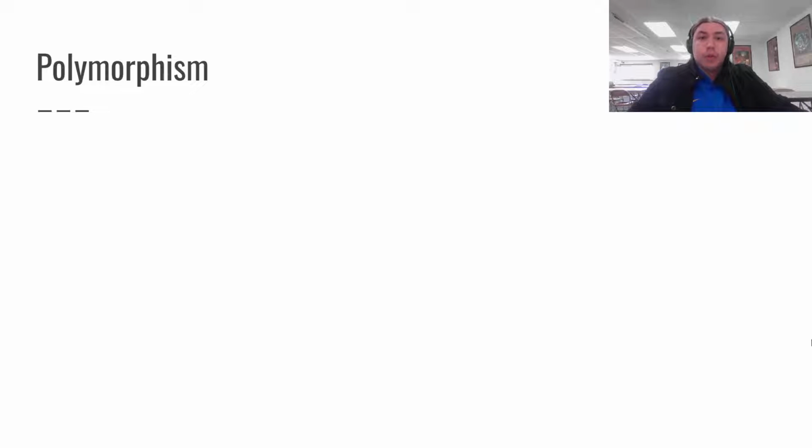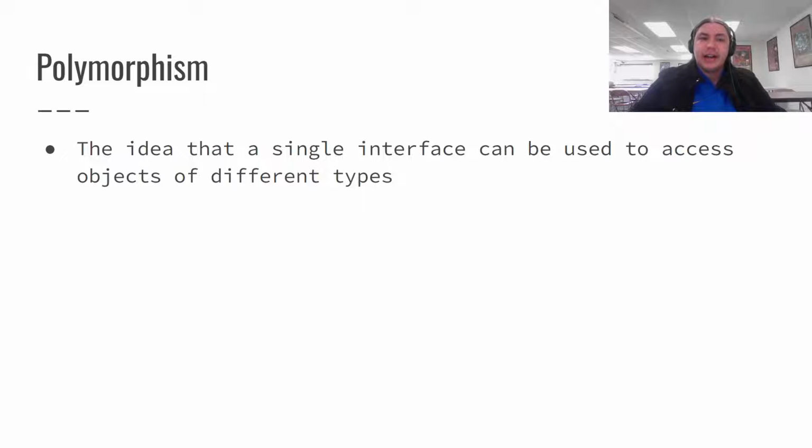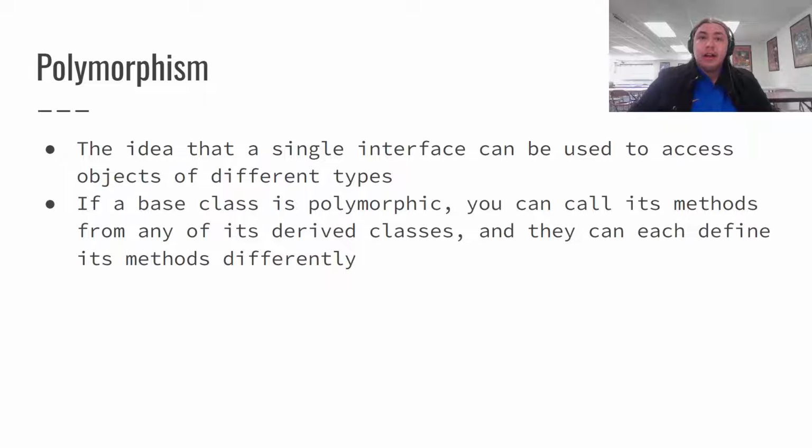Now, first off, what is polymorphism as a concept? Well, it is defined as the idea that a single interface can be used to access objects that are of different types. And what do I mean by that? Well, if a base class is polymorphic, that means that you can call that base class's methods on any of its derived classes, and each of those derived classes can define those functions differently. So it's like they can all do the same thing, but they can do it in different ways.